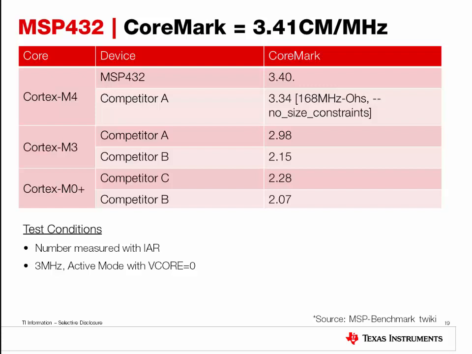MSP432 essentially scores the highest possible score achievable on a Cortex-M4F platform. We know that this is the highest score because it is also the score that an ideal Cortex-M4F core implementation can achieve. This is the same information that is shown on the Cortex-M4 page on the ARM website.